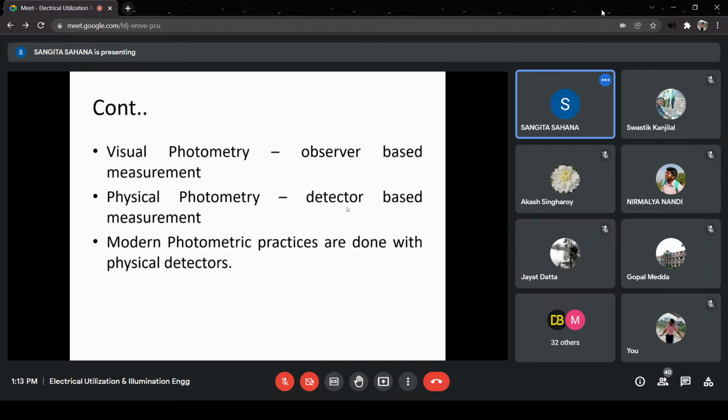Okay. The visual photometry is not that reliable because it totally depends on the perception of the observer. So from person to person, the result may vary. But in case of physical photometry, our sensor is standardized. The response of the sensor is like the V lambda curve or the V dash lambda curve. So we will get a more accurate result in case of detector based photometry. In all the instruments, it's physical photometry.